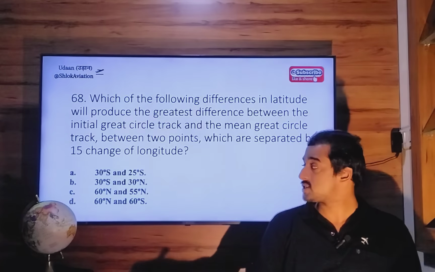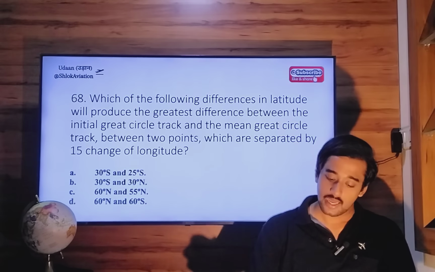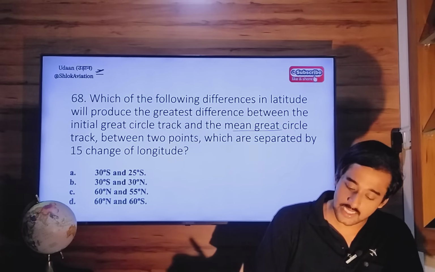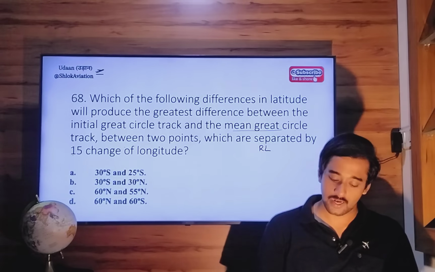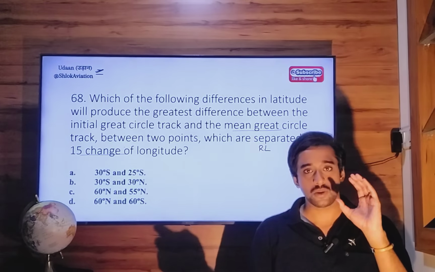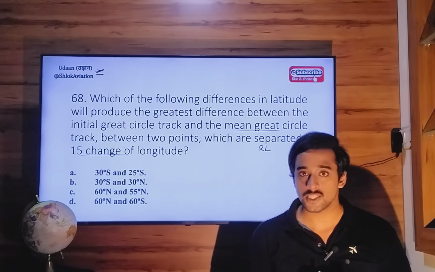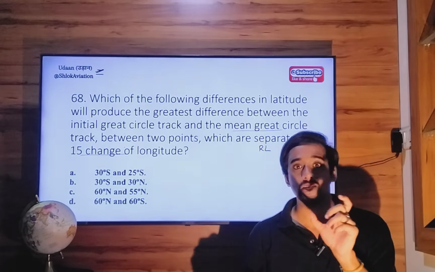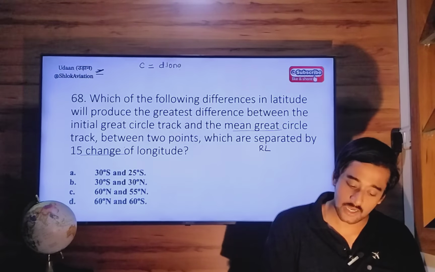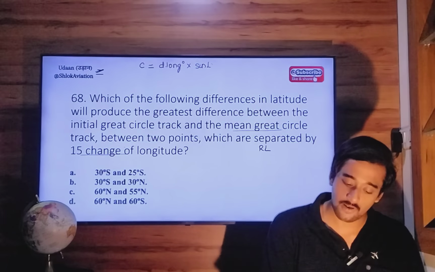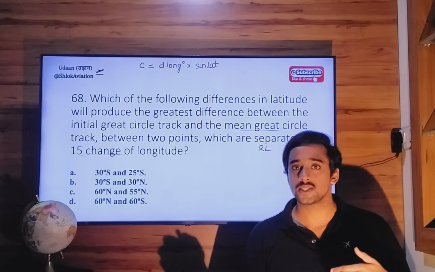Which of the following differences in latitude will produce the greatest difference between initial great circle track and mean great circle track? Mean great circle track is nothing but rhumb line track between two points which are separated by 15-degree change of longitude. Now the difference between great circle and rhumb line is nothing but convergency angle. Convergency angle is half of convergency. That means this difference depends on convergency, and convergency depends on sine of latitude, right? So let's find out the convergency for every option, and we will check that option which is the highest.